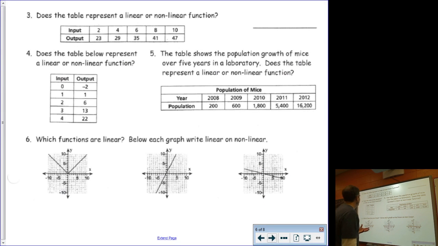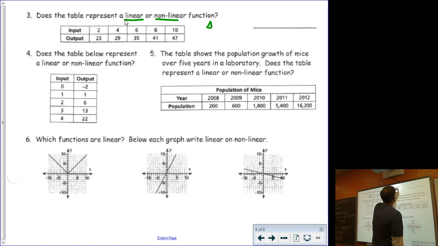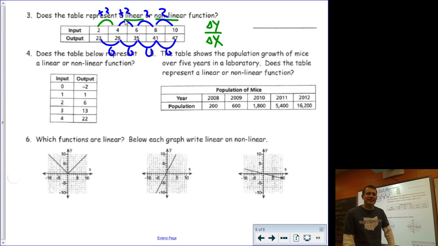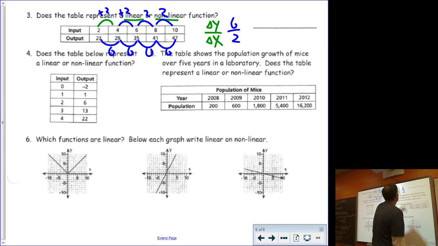All right, again, linear or nonlinear. So to check linear or nonlinear, I need to see, is the change in y over the change in x constant? Let's see. It looks like I'm going plus 2, 2, 2, 2. Here I'm going 6, 6, 6, 6. The rate of change is constant. It is 6 over 2 for all of them. Therefore, this table is linear.